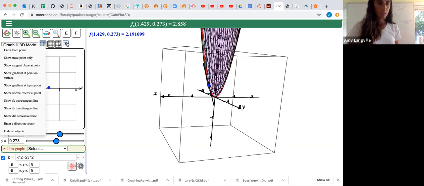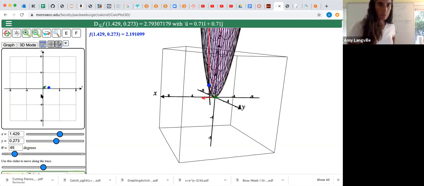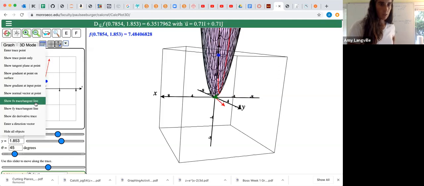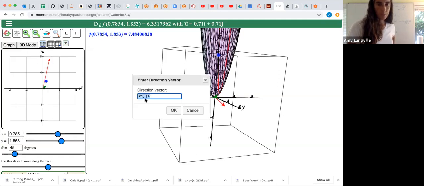You can do, that was our f sub x, you could do the f sub y traces over here, or you can do your directional derivatives. So directional derivatives, this is a 45-degree angle, but I think what we'd rather do is enter the direction vector. So we were looking at a vector, let's see, what was that? -2 divided by the square root of 5, and positive 1 divided by the square root of 5.